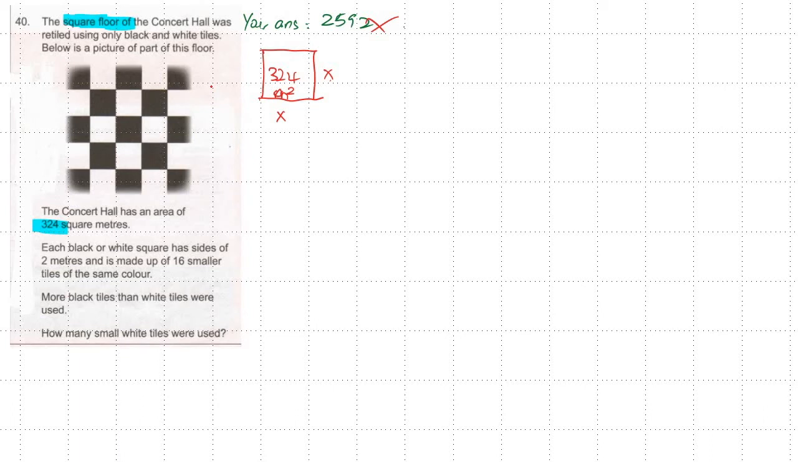If you really cannot use the calculator during this ICAS exam, you shall understand why. Then we can start with something we are very familiar with. You can start with 14 times 14, which will give you 196. That's not 324. So 15 times 15 gives you 225.